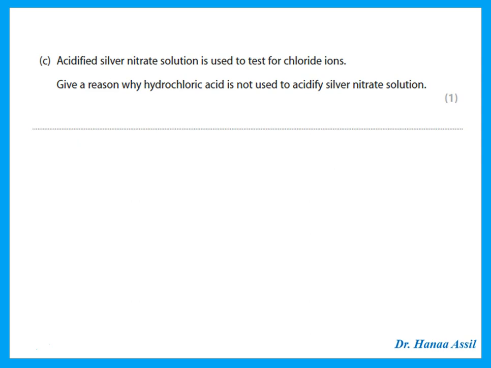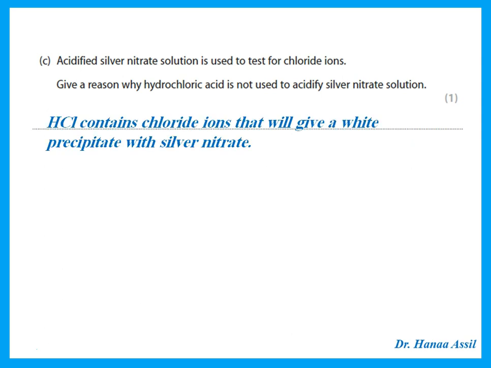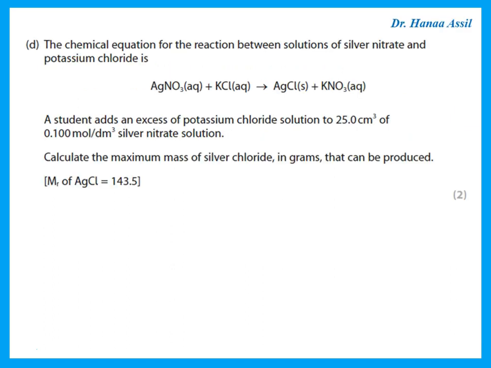Acidified silver nitrate solution is used to test for chloride ions. Give a reason why hydrochloric acid is not used. Of course, remember that the test for chloride ions was what? Add dilute nitric acid and silver nitrate. I cannot say add dilute hydrochloric acid and silver nitrate because the hydrochloric acid originally contains chloride ions. If I use it, it will give a white precipitate with the silver nitrate, regardless of what the original substance that I am testing contains.